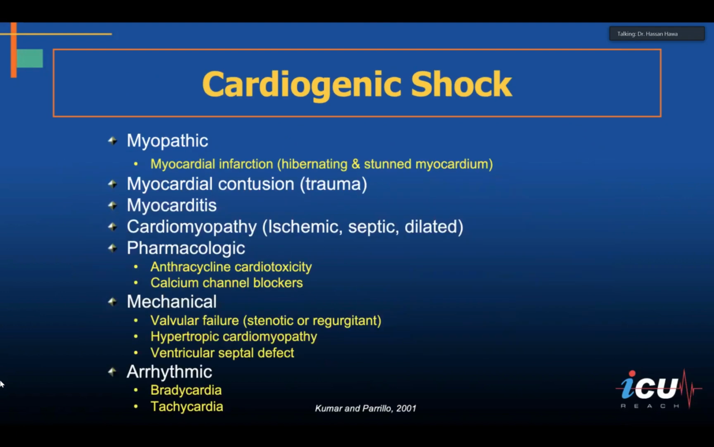Again, these are possible examples of cardiogenic shock. Could be myopathic, myocardial contusion in trauma cases, myocarditis, different types of cardiomyopathies. It could be drugs and toxins related. It can be mechanical or arrhythmic.